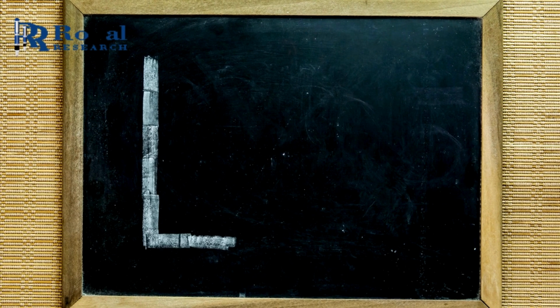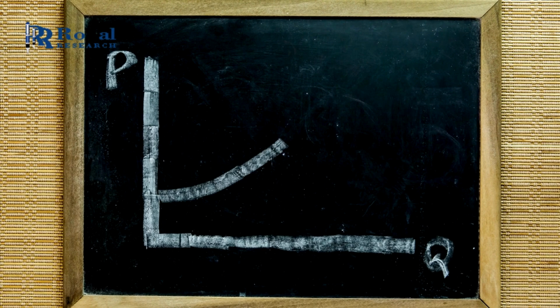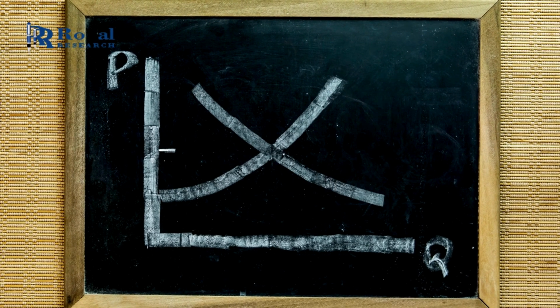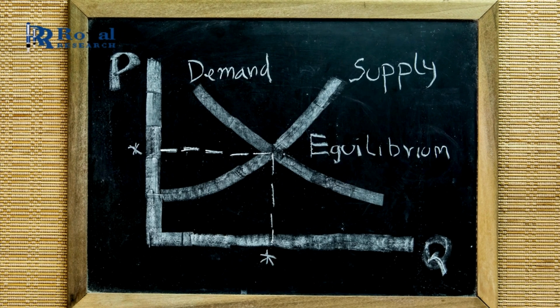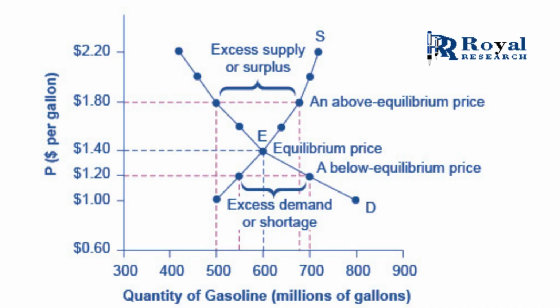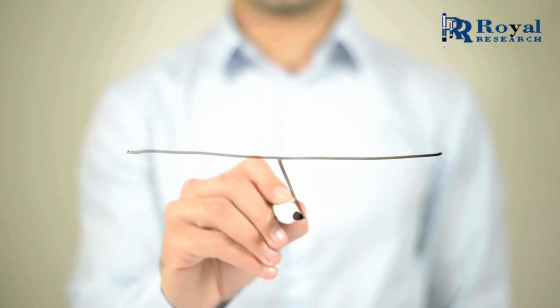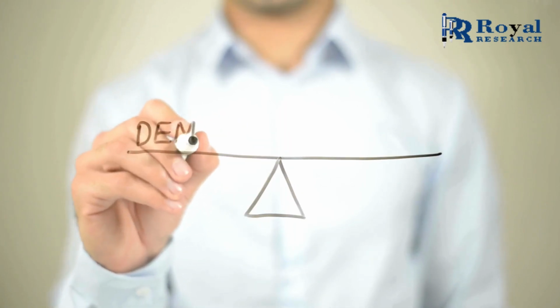On the other hand, the supply curve shows the relationship between the price of a product or service and the quantity that producers are willing and able to supply at that price. It slopes upwards from left to right, indicating that as the price of a good or service increases, the quantity supplied by producers also increases, and vice versa.